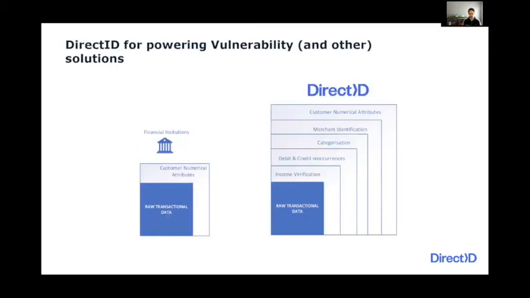Now, the reason DirectID can provide great solutions on these things is that, instead of financial institutions that generate some sort of numerical attributes from the raw transactional data, we have multiple toolings that can generate more and enriched insights on the data, which means we can create a lot more data points than a normal financial institution. A small selection is here: Daycam verification, credit debit recurrencies, categorization, merchant identification, and customer numerical attributes.